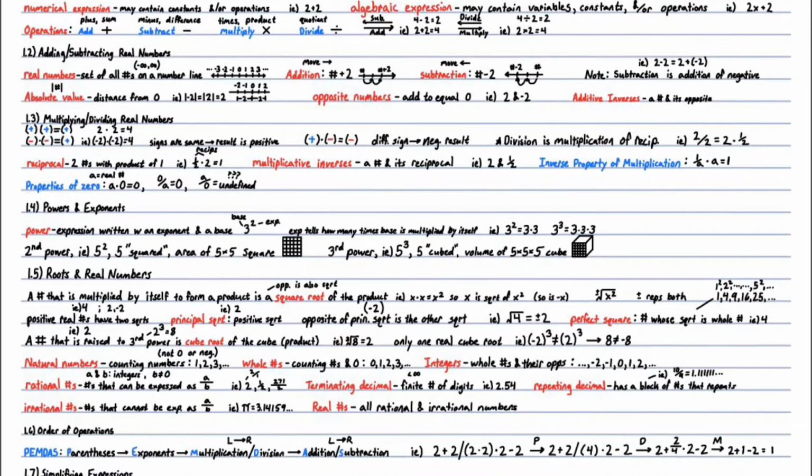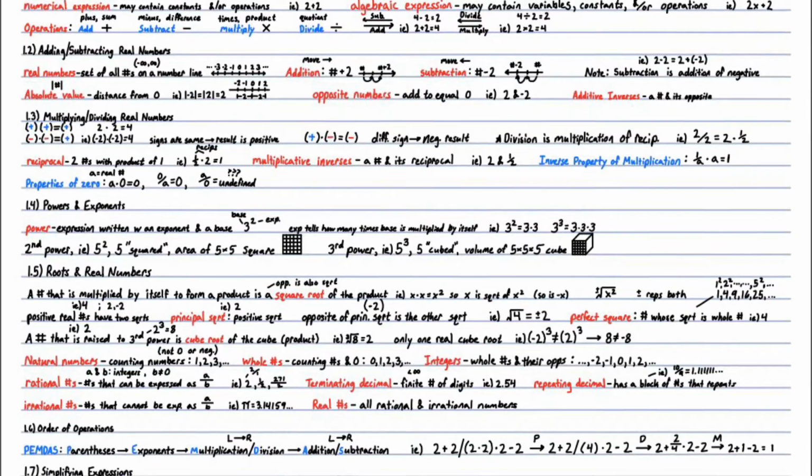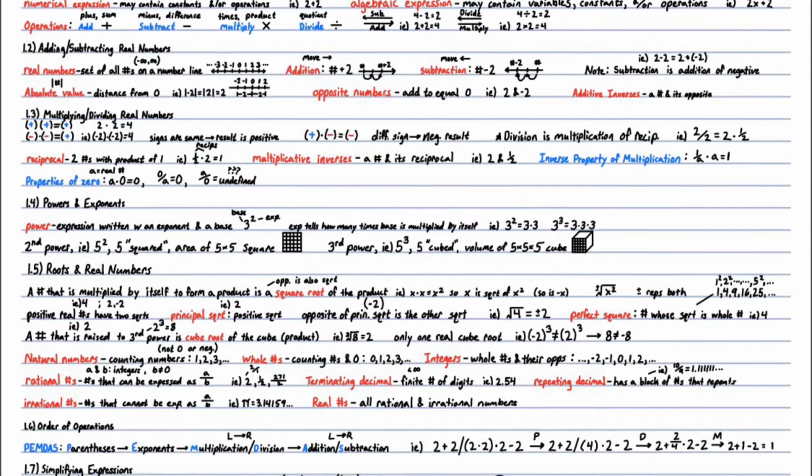Properties of 0. Any real number a times 0 equals 0. 0 divided by any real number a equals 0. Any real number divided by 0 is undefined.